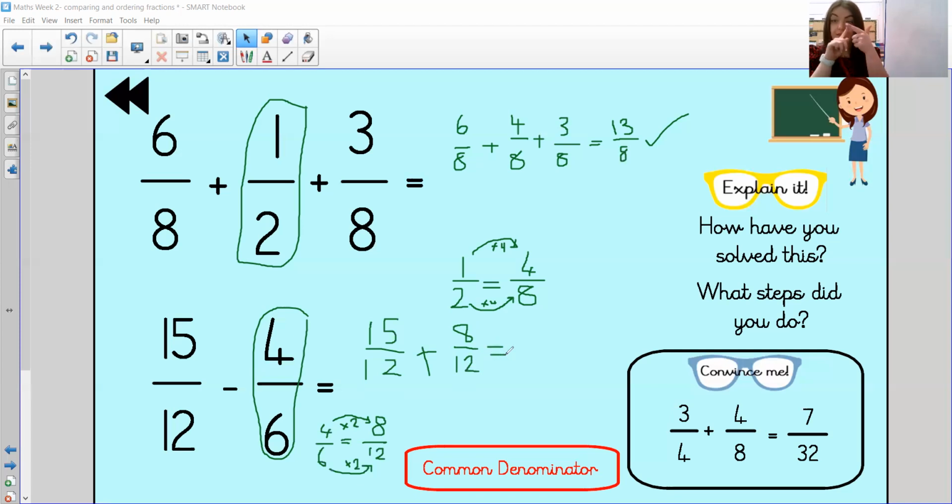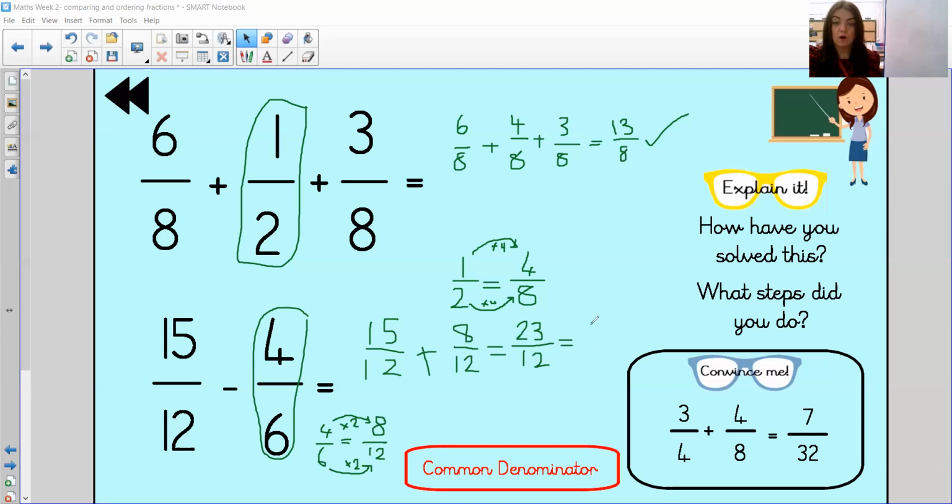So 15, 16, 17, 18, 19, 20, 21, 22, 23. So I've now got 23 what? 23/12. Okay, now I can also show that in a different way, because I know that that is an improper fraction because my numerator is larger than my denominator.